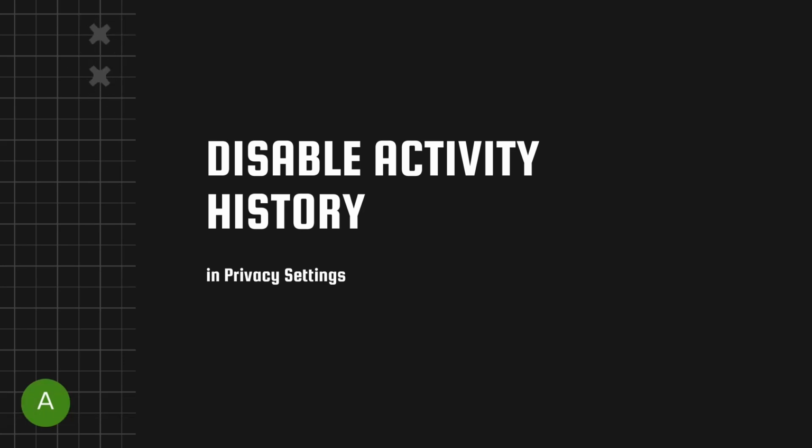Disabling the activity history can be found in the privacy settings. You must disable the activity history before you shut down or before you restart your PC, to avoid the history causing lag or virus on your PC. So for the next step, I will show you the demonstration of how to disable the activity history in the privacy settings.